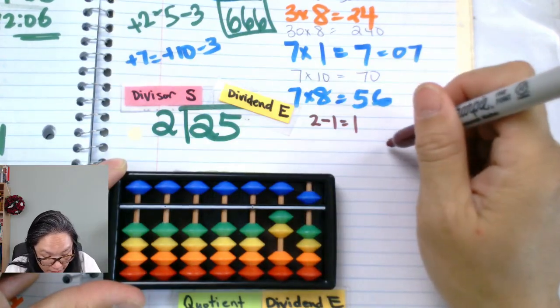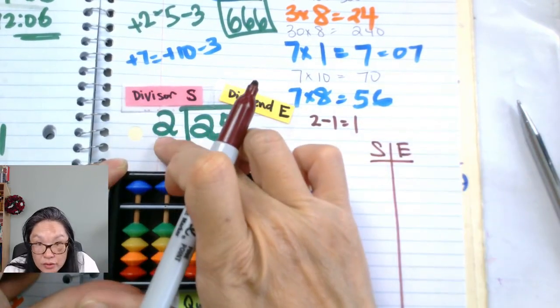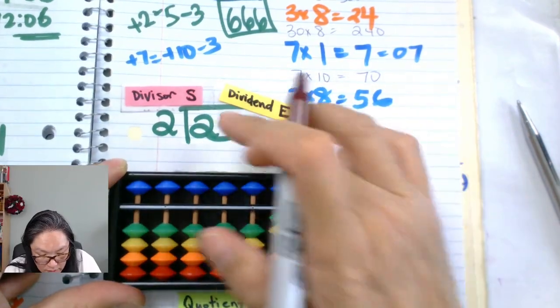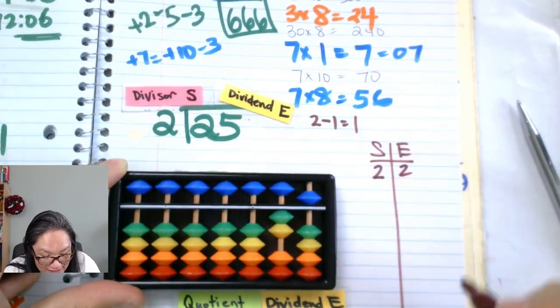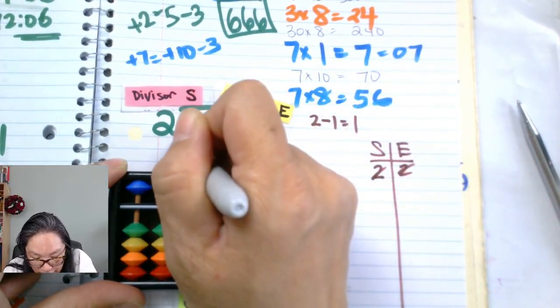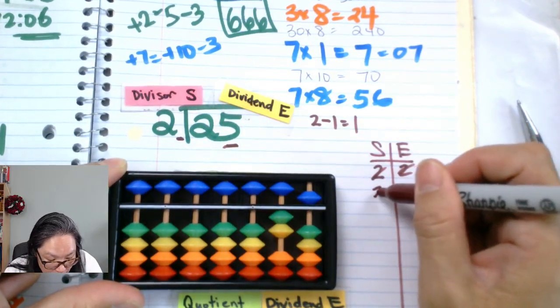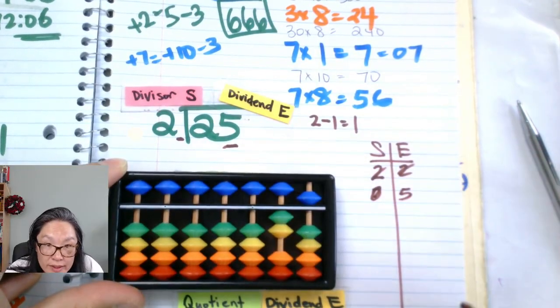Now we're going to do a comparison. 2 or 2. They're the same. So if they're the same, we got to go to the next one. 5, and we pretend that there's a 0. Yep. 0 and 5. Who is bigger?